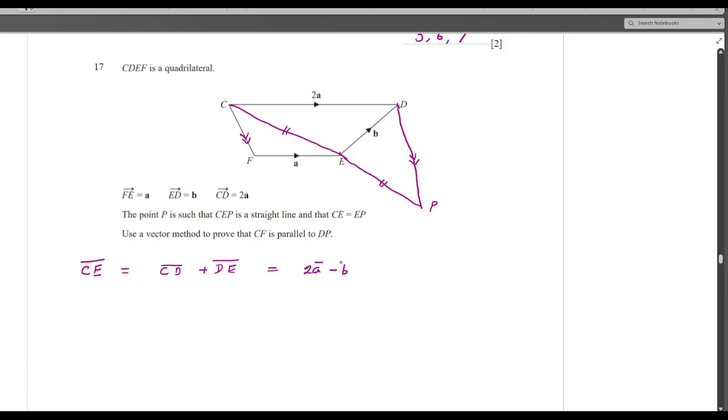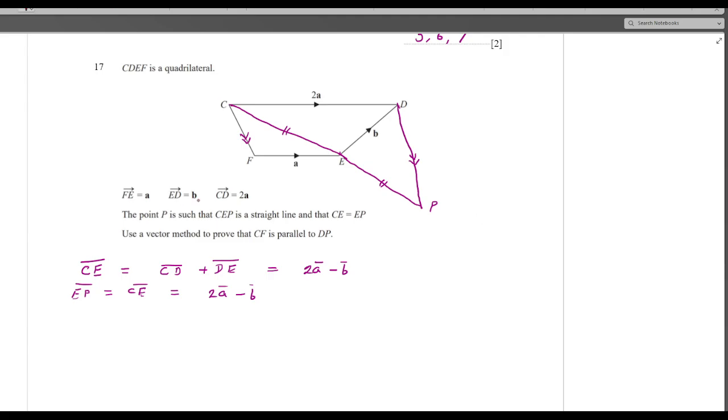You can put bar on top of it. In drawing, they can use boldface alphabets, which we cannot do. So what we do, we can put a bar on top of it, or if we are not writing anything, then also it is okay. So CE we figured out. Now your vector EP is same as your vector CE. Therefore, your vector EP will also be 2A minus B. They have equal length and they are in the same direction. So your EP will be your CE and that is equal to 2A minus B.